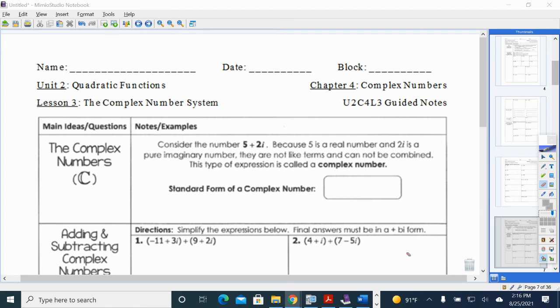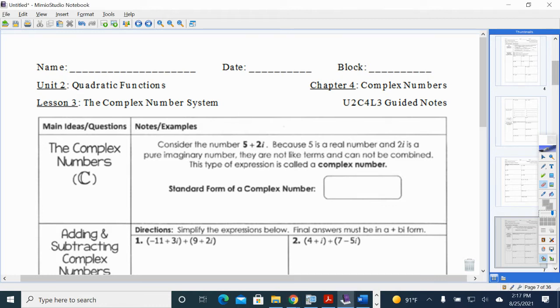This video is on Unit 2, Chapter 4, Lesson number 3 on the complex number system. In your notes here, the complex numbers are represented with the letter C. Just like in our real number system, the real numbers were represented with the letter R. And of course, you had rationals and irrationals. Rationals Q, irrationals I. And then your natural, whole, and integers. Integers were Z. Whole was a W, and N was the natural numbers. So the complex number system is represented using the letter C.